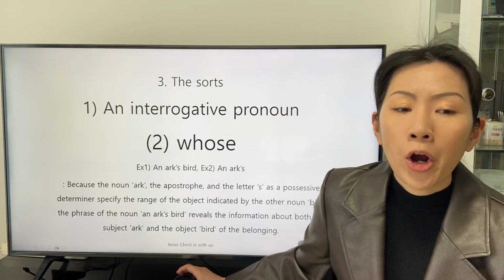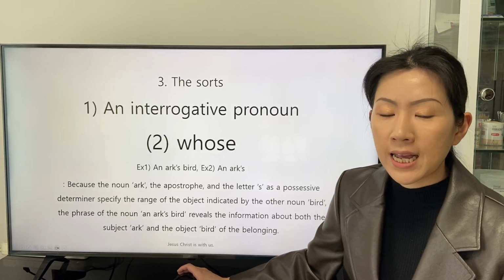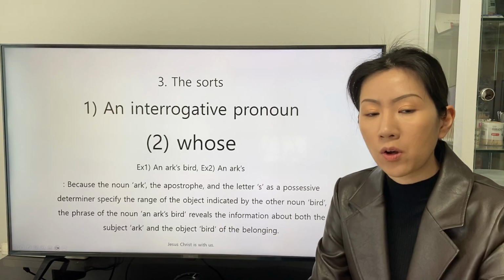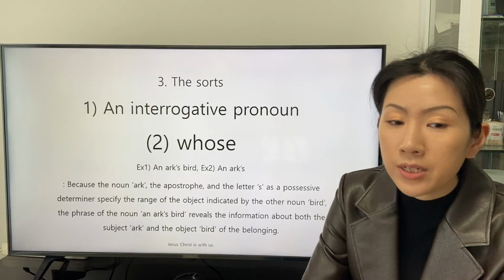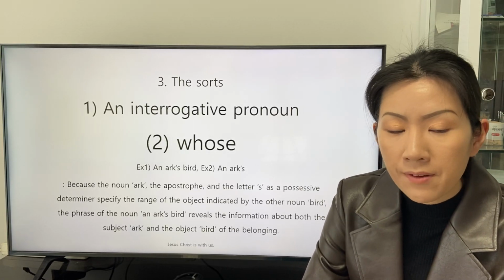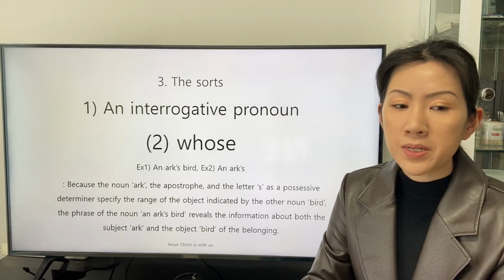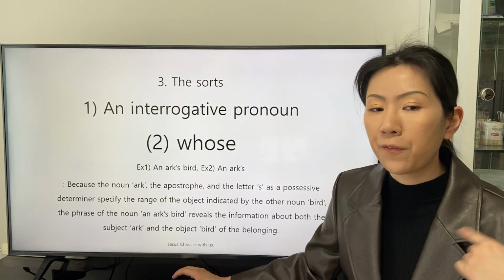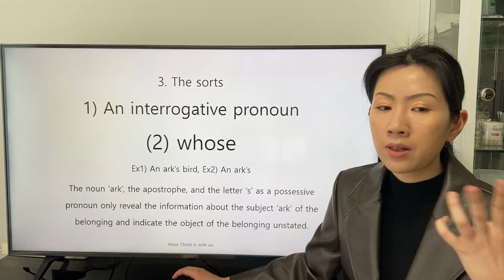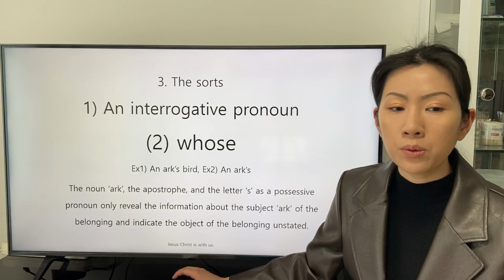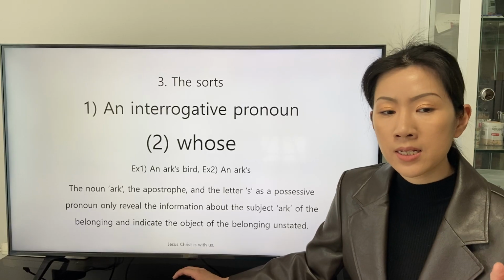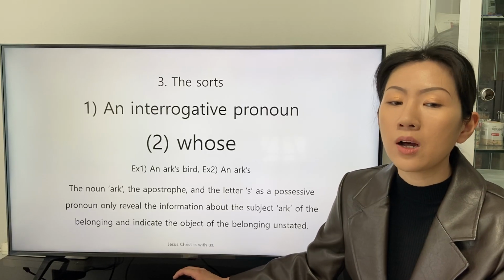Because the noun ark, the apostrophe, and the suffix s, as a possessive determiner, specify the range of the object indicated by the other noun bird. The phrase of the noun on ark's bird reveals the information about both the subject ark and the object bird of the belonging. The noun ark, the apostrophe, and the letter s as a possessive pronoun only reveal the information about the subject ark of the belonging and leave the object of the belonging unstated.